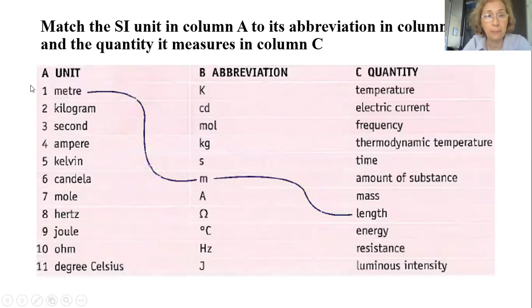We should match the units in column A and the quantity it measures in column C. For example, we have meter. This is abbreviation M, and the quantity is length. So, Duman, please go through all the data here. Kilogram, kg, and mass. Second, S, and it's time.